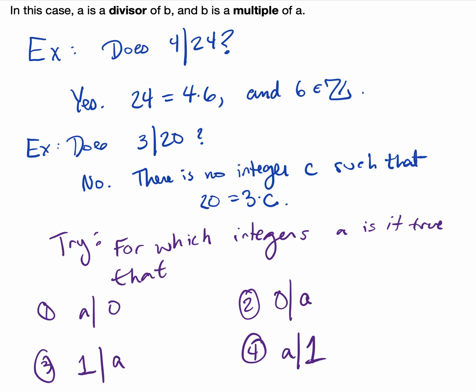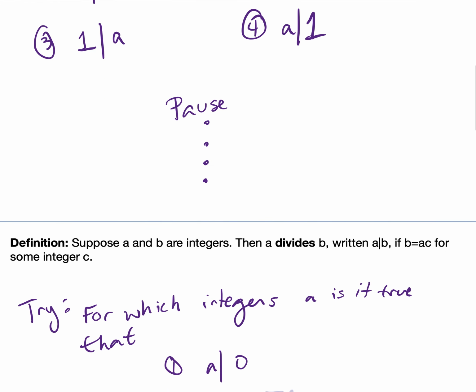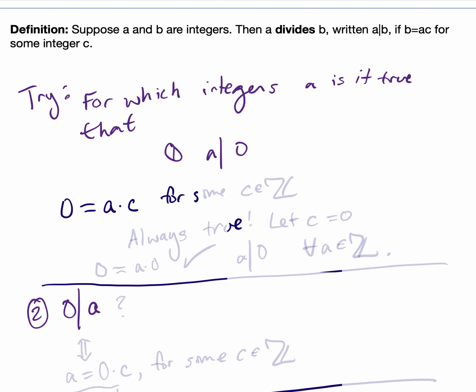Okay, so for which integers a is it true that a divides 0? Well, a divides 0 if 0 is equal to a times c for some integer c. And observe that this is always true for any integer a because we can let c be equal to 0. And then, yes, it is true that 0 is equal to a times 0. So a does divide 0 for any integer a, that's right, for all a in the integers.